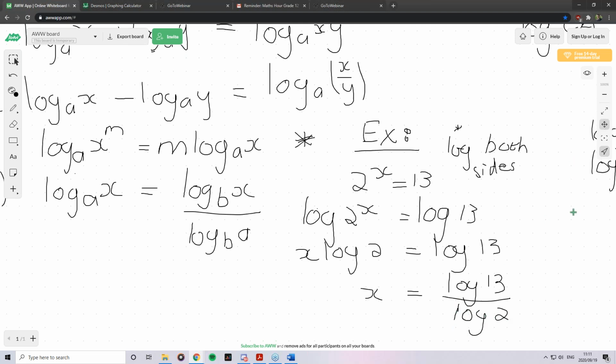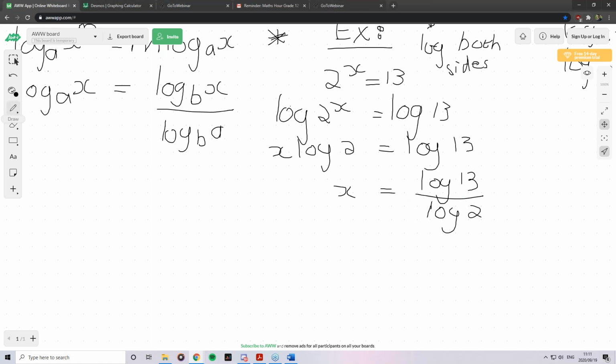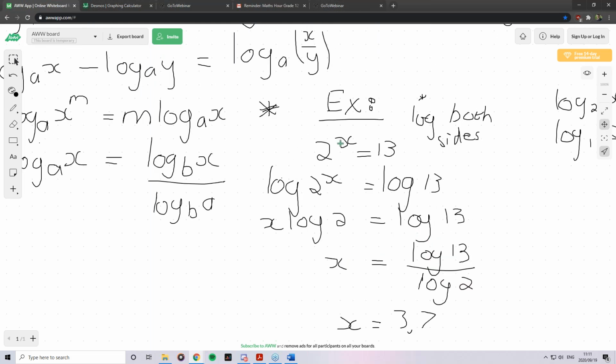Now this is actually just something you can type into your calculator. On your calculator there's a button for log and you just simply write log 13 over log of 2 and you get 3.7. And this makes sense because 2 to the power of 3 is 8, 2 to the power of 4 is 16, so it's somewhere between the two. This makes a lot of sense.